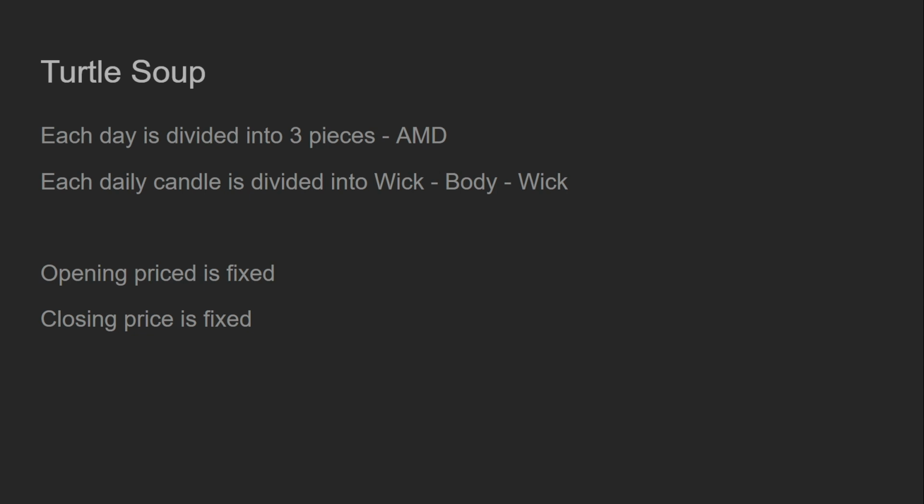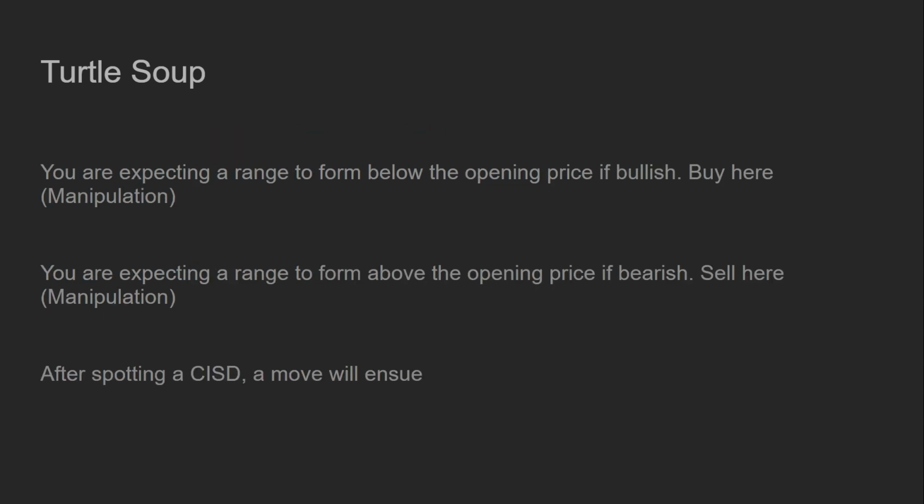So just to recap our framework here, right? The initial one, if you're a power of 3 trader, you've got to be looking for that accumulation, manipulation, distribution of the daily candle. Wick, body, wick, textbook power of 3 concepts, right? We know the opening price is fixed, so you're expecting a range to form below the opening price if bullish. Once that is swept at the proper time of day, that is a valid turtle soup long.